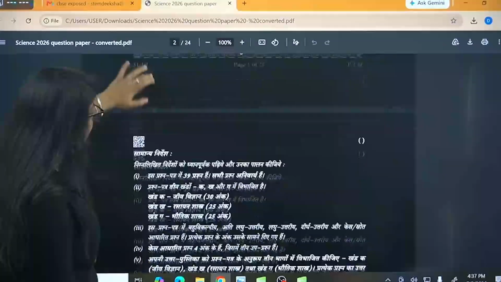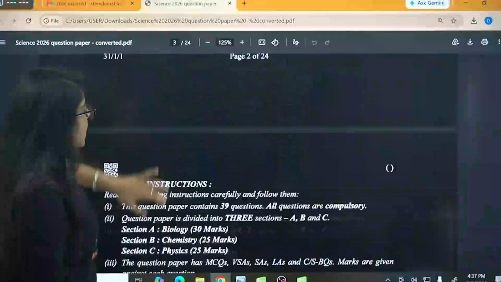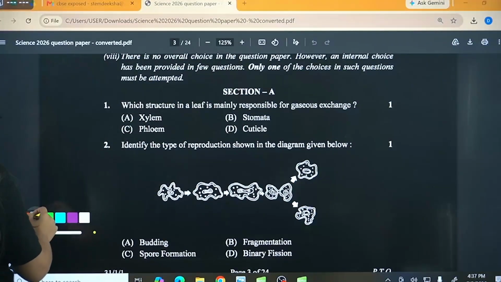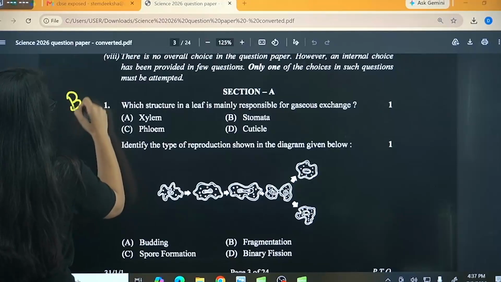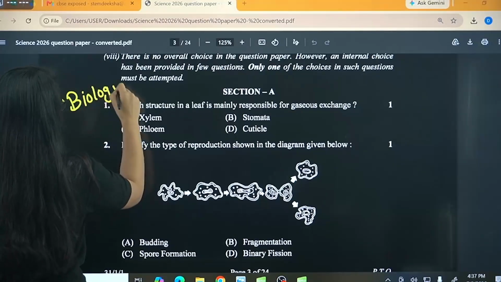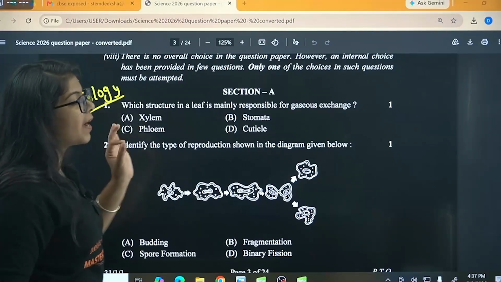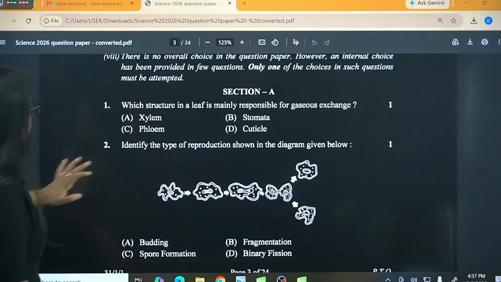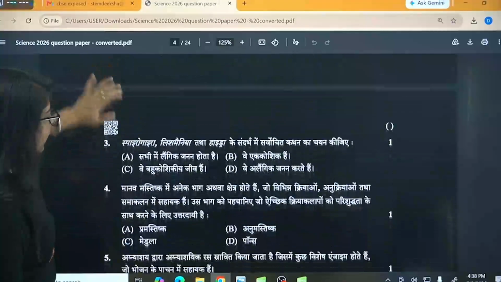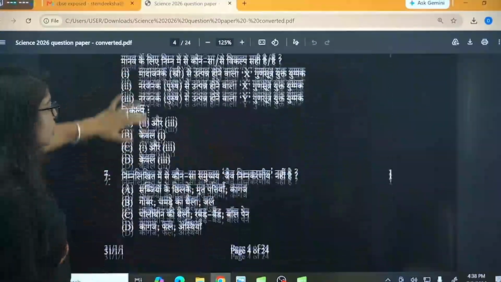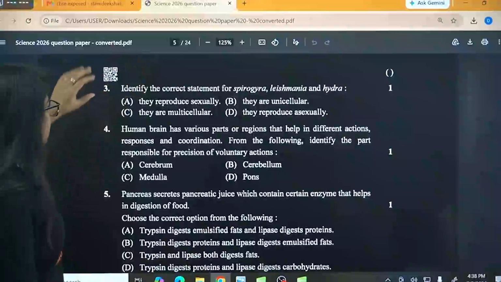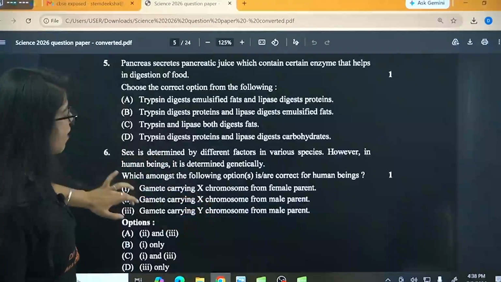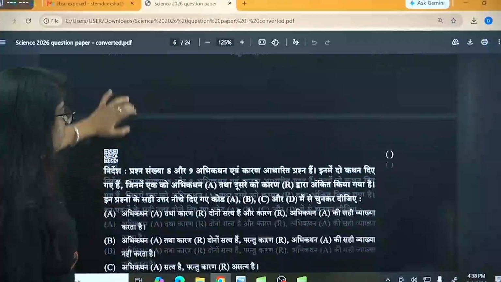Now, beta, moving on, section A is completely biology. There will be no question of chemistry and physics. And why is this a very important point? Because these are your MCQs, and you have to attempt them one by one in a chronological manner. Third question, fourth question, these are one marker MCQs.